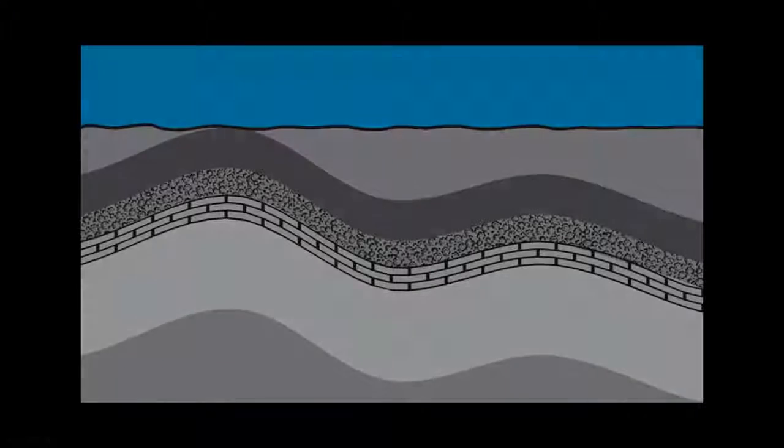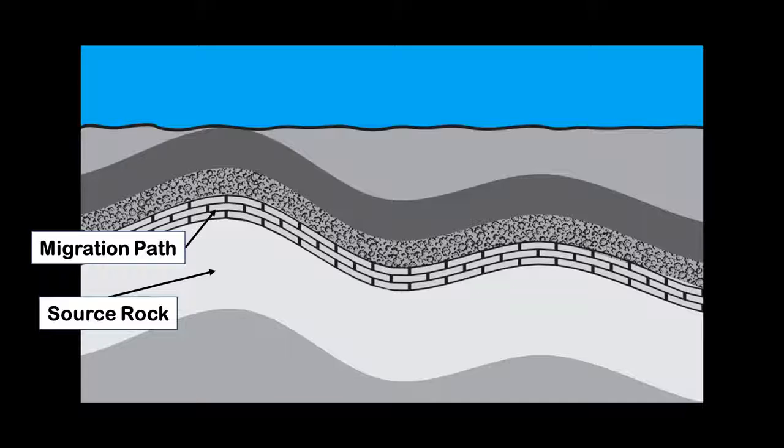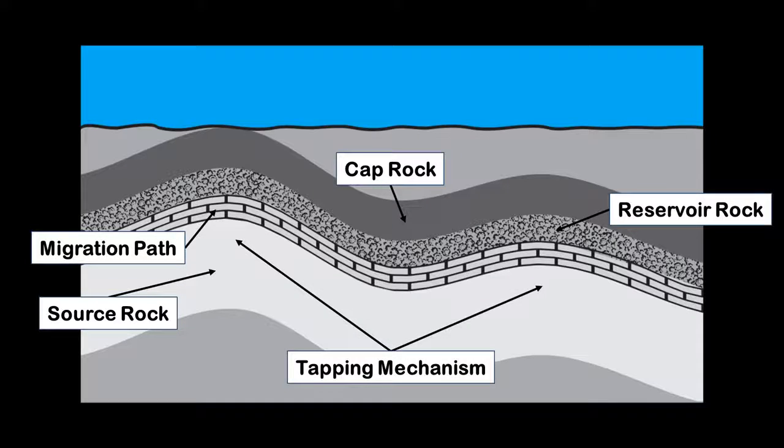Here we go. To start, we look back at the 5 basic geological features required for hydrocarbons to be found. These include a source rock, a migration path, a reservoir rock, a cap rock or seal, and a trapping mechanism. Let's go into some more detail.